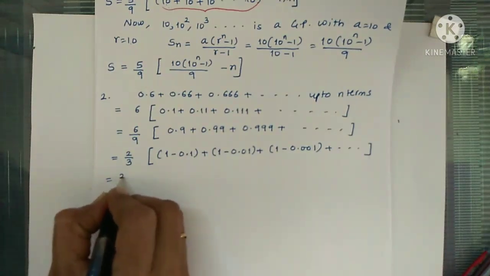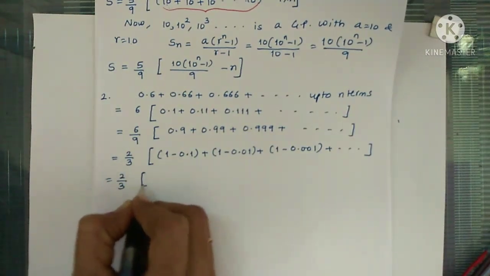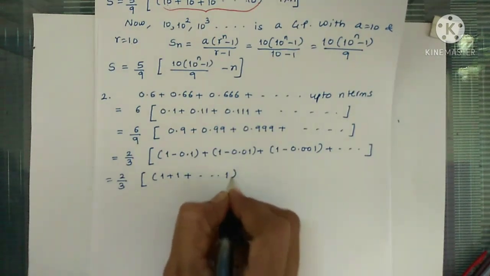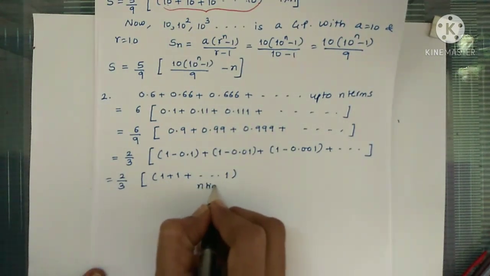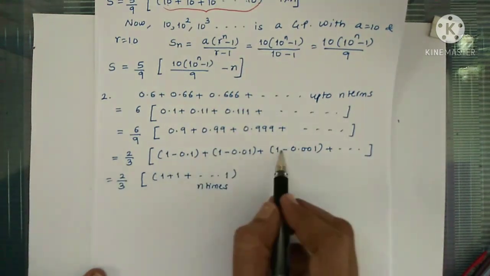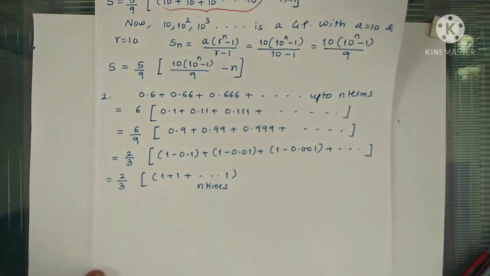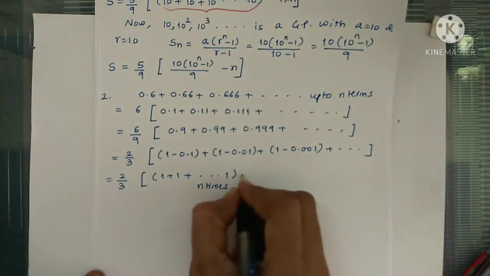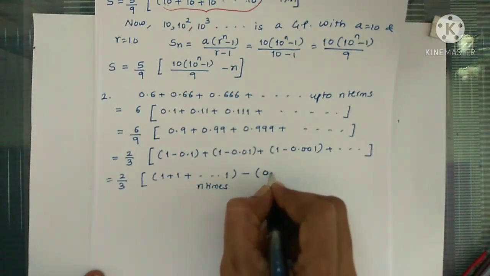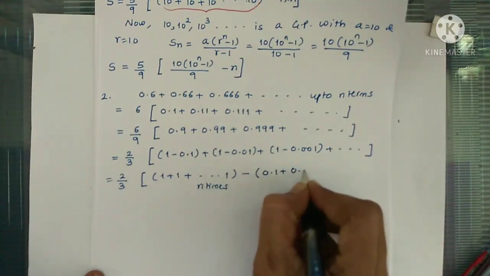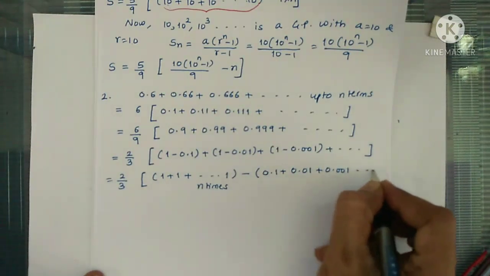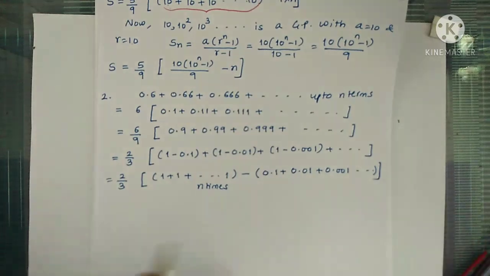So let's collect this 1 from each bracket. So 1 plus 1 plus 1 and so on n times. As we have n terms, we have n brackets and we are collecting this 1 from each bracket. So we have n times 1. Then take the minus sign common from the second terms and collect those terms and write them in the second bracket: 0.1, 0.01, 0.001 and so on up to n terms.